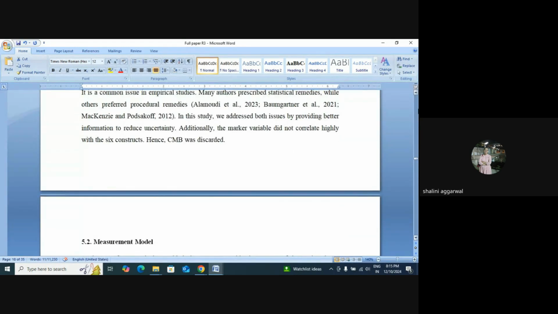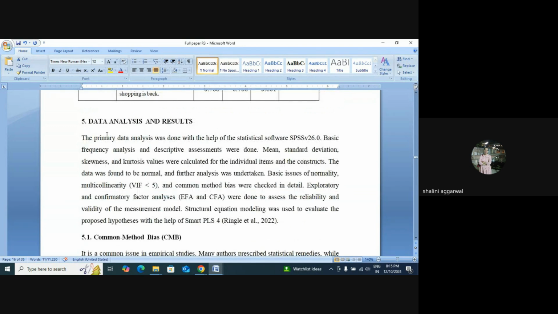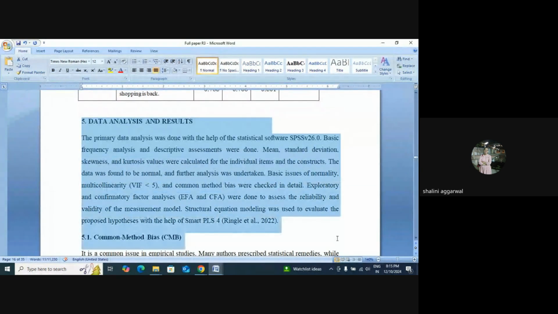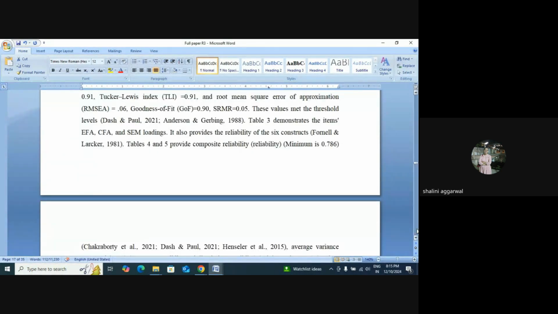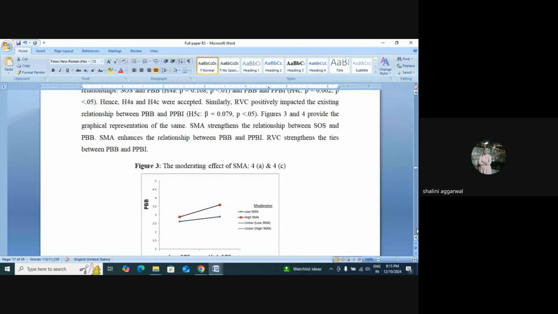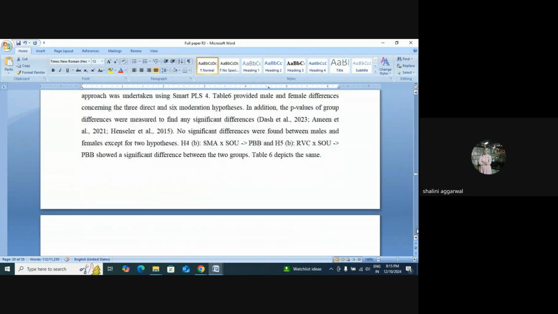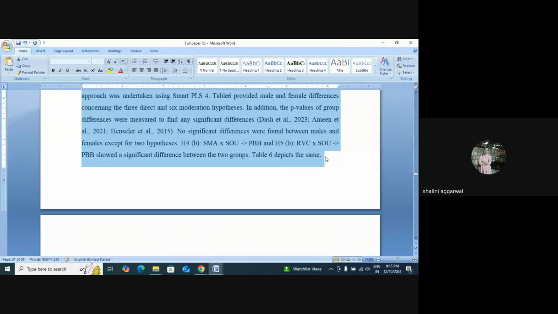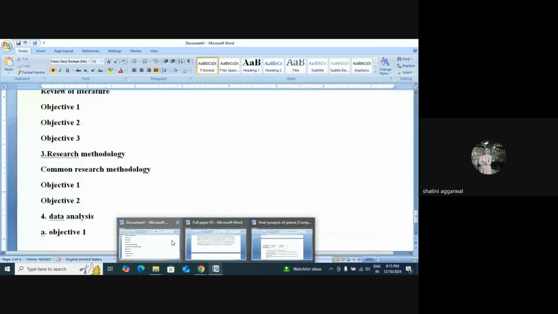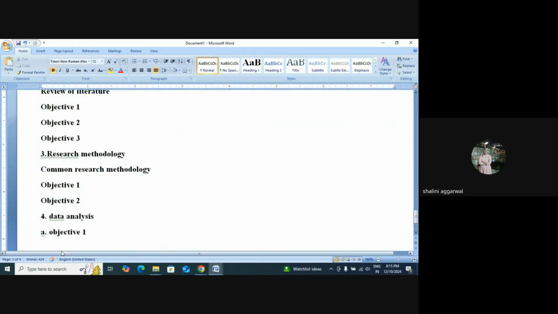It starts from here, so it is very clear. Let's say this is one objective of my thesis. So what you will do: data analysis, objective 1. You will copy this entirely, from here to here, before discussion. You will put it under the heading objective 1, data analysis. You will copy it entirely and put it here.